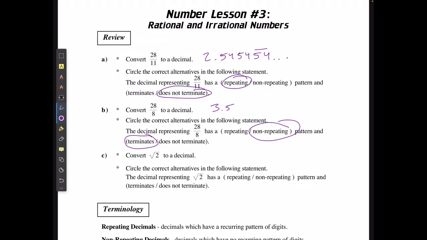If I took the square root of 2, the square root of 2 is the same as 1.414213, and so on. In this case, there is no repeating pattern we can see, but it just keeps going on and on forever.